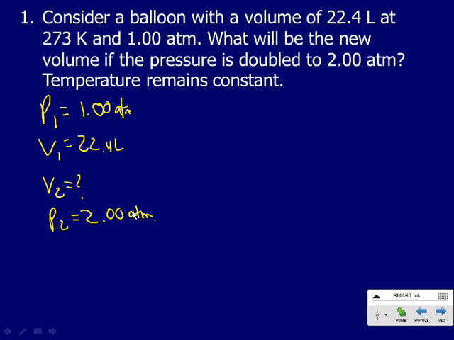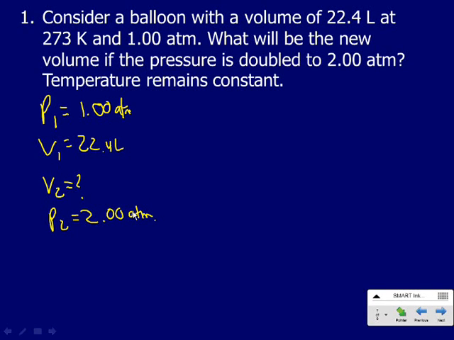Yep, half of the old volume. Because if you double one variable, then because of the inverse relationship, double inverse is 1 over 2. It should be half the volume. And that's another way to think of inverse relationships. They really are that straightforward.